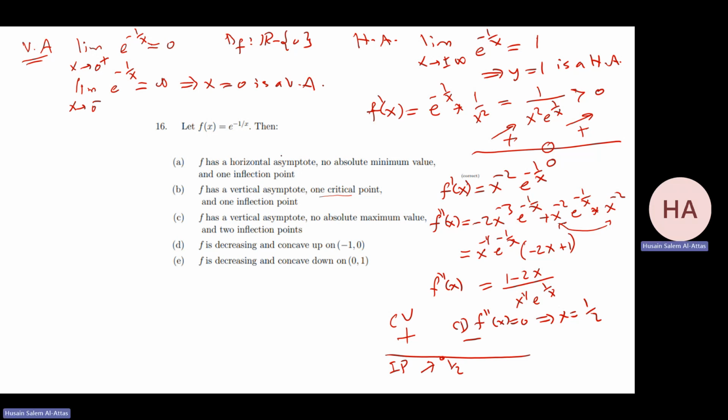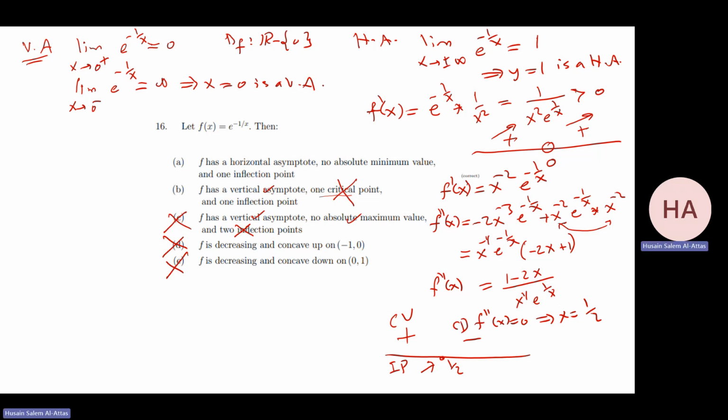Okay, f has a horizontal asymptote, let me check here. Decreasing, concave down from 0 to 1? From 0 to 1, no, actually the function is always increasing. This is wrong. Decreasing, wrong. f has a vertical asymptote. Yes. No absolute maximum. Yes. Two inflection points, wrong. So this is wrong. f has a vertical asymptote, correct. One critical point, no, no critical point.